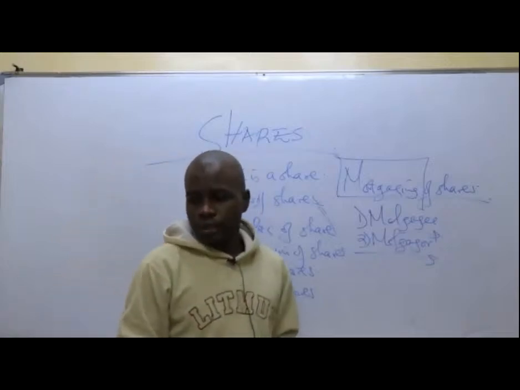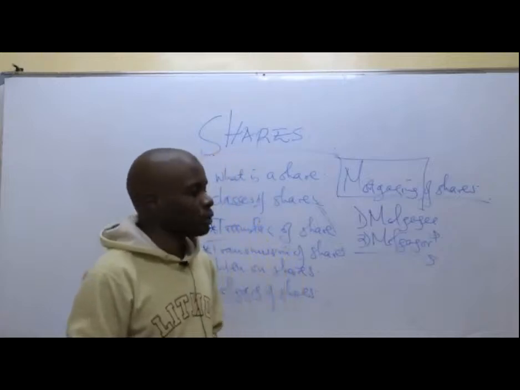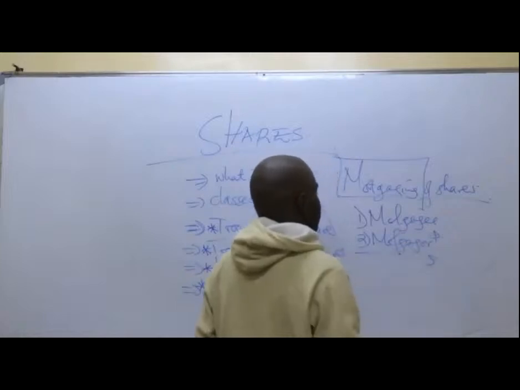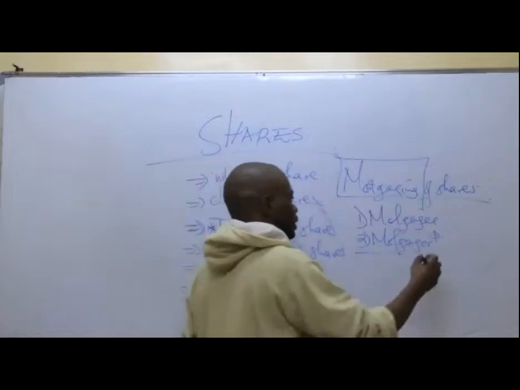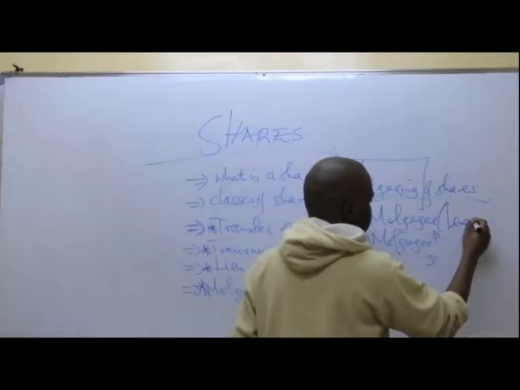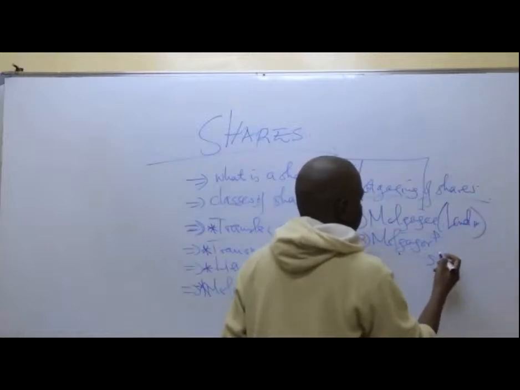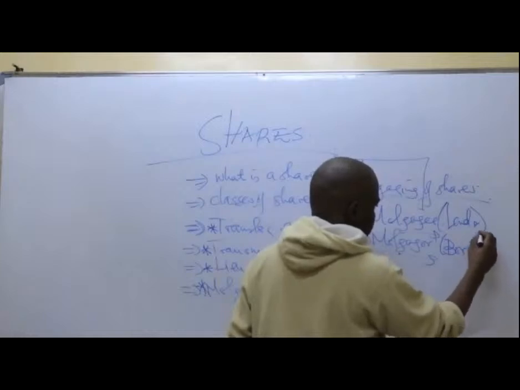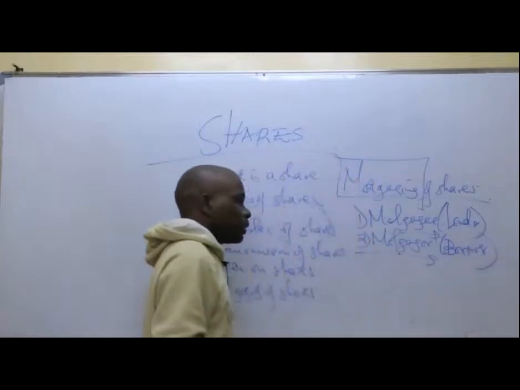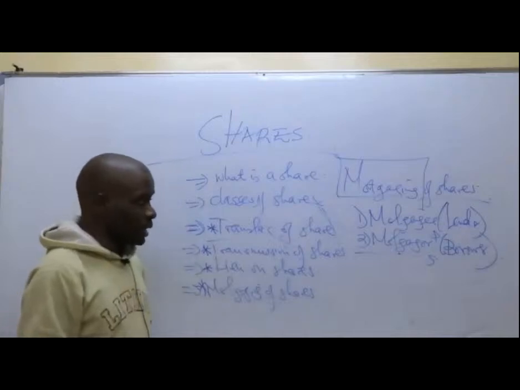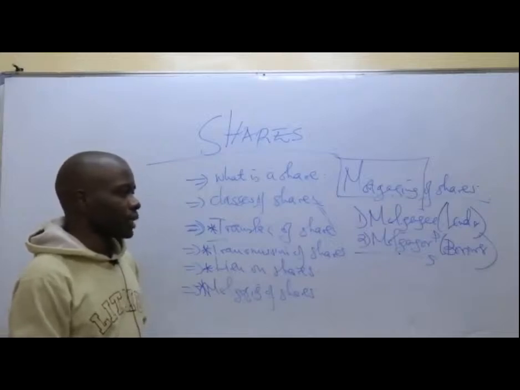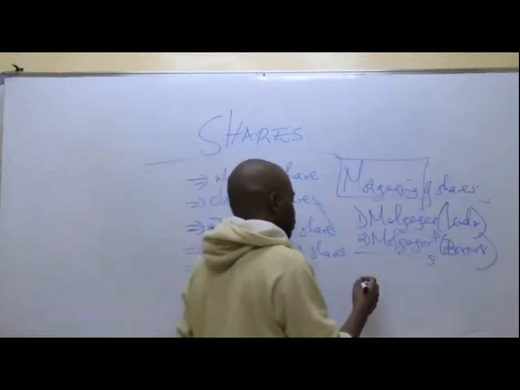So under mortgaging of shares, there are two parties: the mortgagee and the mortgager. The mortgagee is the lender in this case, and the mortgager is the borrower. What normally happens under mortgaging of shares is that there are two ways in which it can happen.